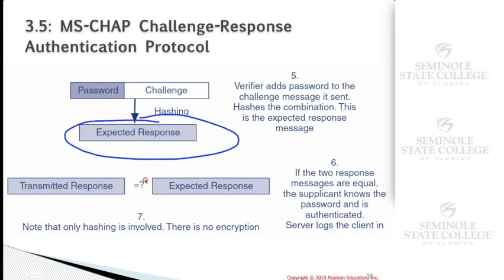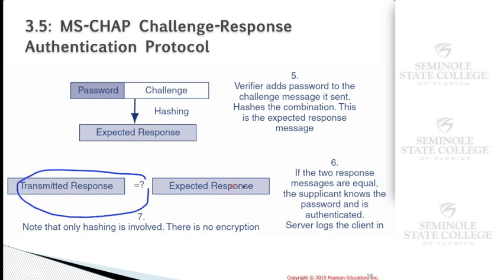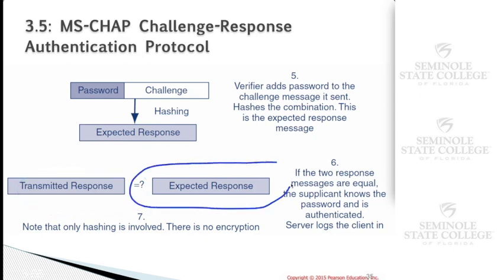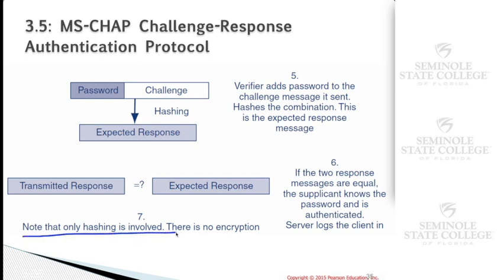Now the transmitted response and expected response, if they don't match, then you know that it's not the message that was intended by the sender, right? Remember the challenge that it was sent earlier? That's what's going on here. Again, note that only hashing is involved. There's no encryption going on here. You're just taking the message, putting it through hash, and then comparing the hash on both sides. Okay.